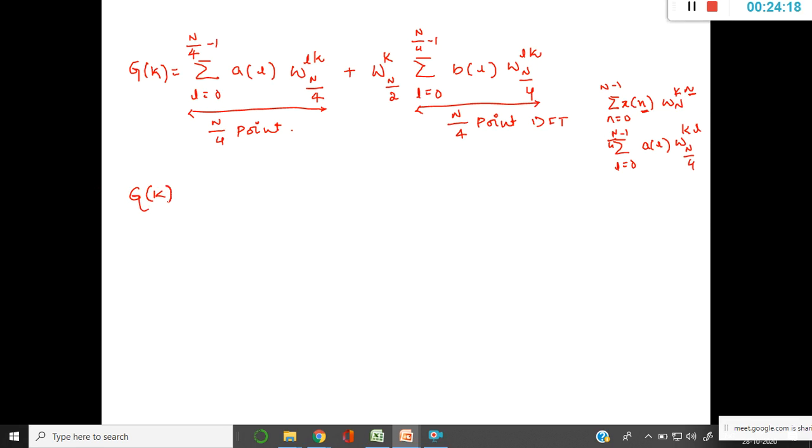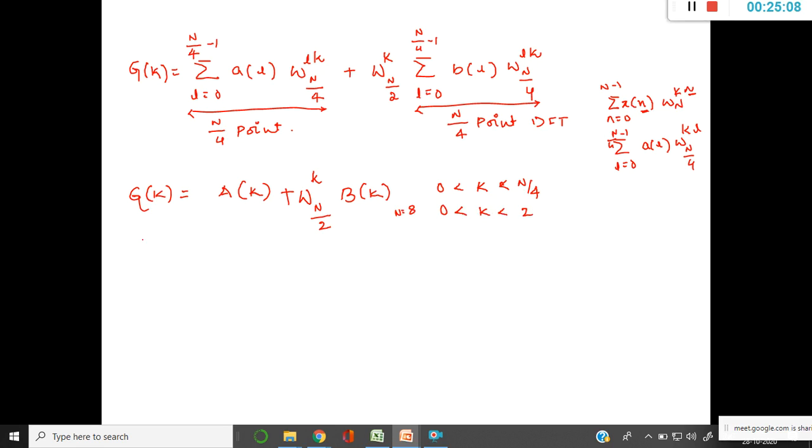Therefore, I simply write this g of k is equal to, I take this as capital A of k, plus this is capital B of k multiplied with one more factor, that is Wn by 2 to the power of k. That's it, right? So this is the n by 4 point DFT, which comprises the values of k less than n by 4, right? So which means if I consider an 8-point DFT, if I assume n equal to 8, then g of k will be only 2.